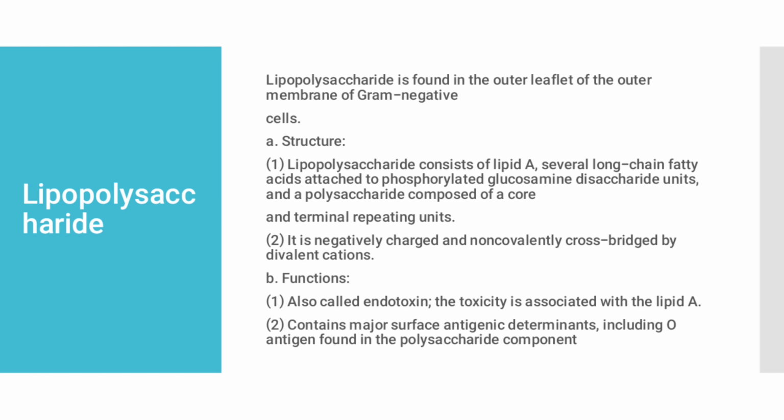Lipopolysaccharides. These are found in the outer leaflet of the outer membrane of the gram-negative cells. Lipopolysaccharides consist of the lipid A, several long-chain fatty acids. They are attached to the phosphorylated glucosamine disaccharide units and the polysaccharide. They are composed of a core and the terminal repeating units. It is negatively charged and non-covalently cross-bridged by divalent cations.